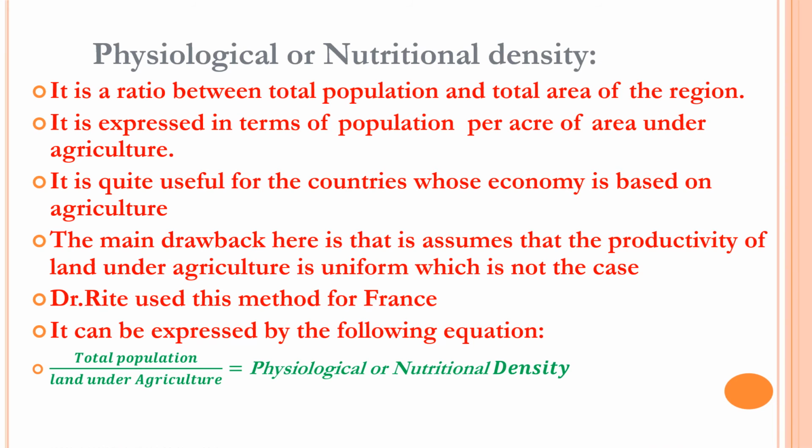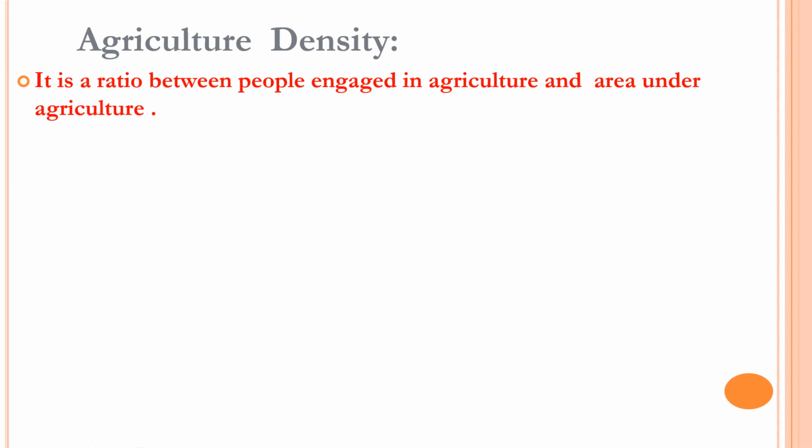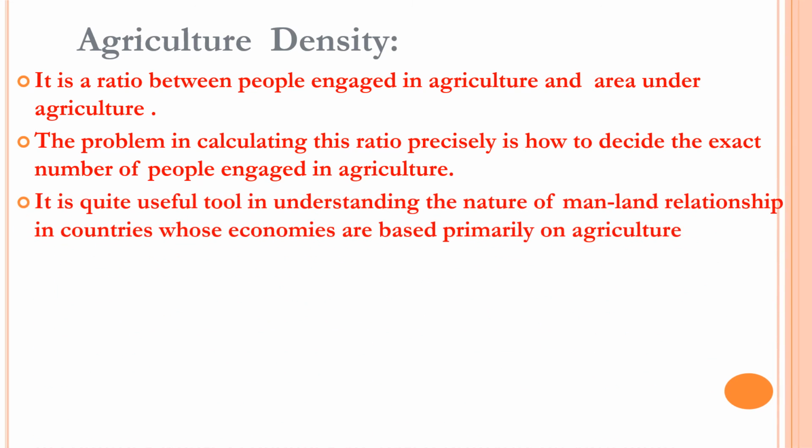Now go to the next point, agriculture density. Agriculture density is the ratio between the population engaged in agriculture and the area under agriculture. Very important here, the ratio between the people engaged in agriculture and the area under agriculture. The problem is in calculating the ratio precisely, how to decide the exact number of people engaged in agriculture. It is quite useful for understanding the nature of the man-land relationship.